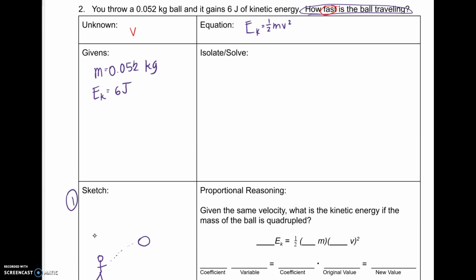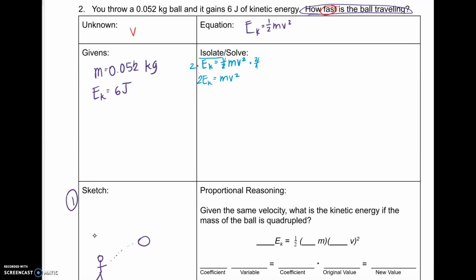Now, in the previous problem, we had kinetic energy to solve for. And that was our unknown. Now we have velocity, which is on the side of the equal sign that has a bunch of other things going on. So what we're going to do first is isolate. Okay, so we have EK is equal to 1/2 mv squared. To get the v by itself, first we're going to get rid of the 1/2 by multiplying by its reciprocal, 2, on both sides. So our next line should read 2EK is equal to mv squared.